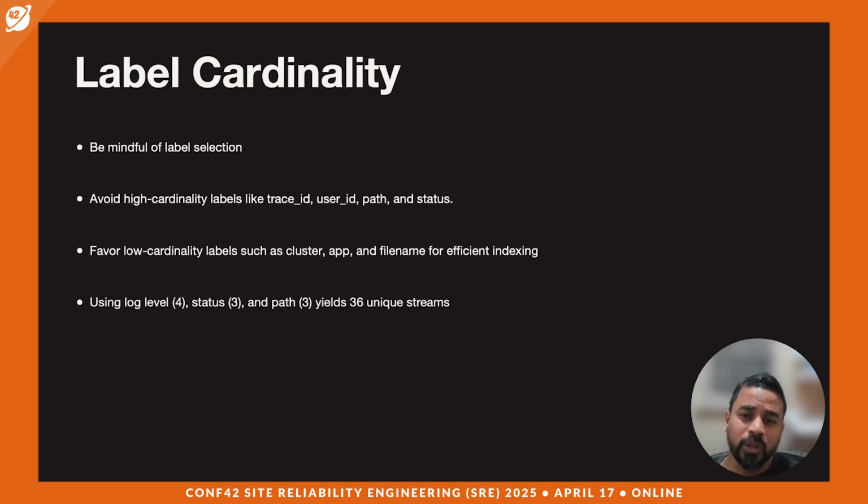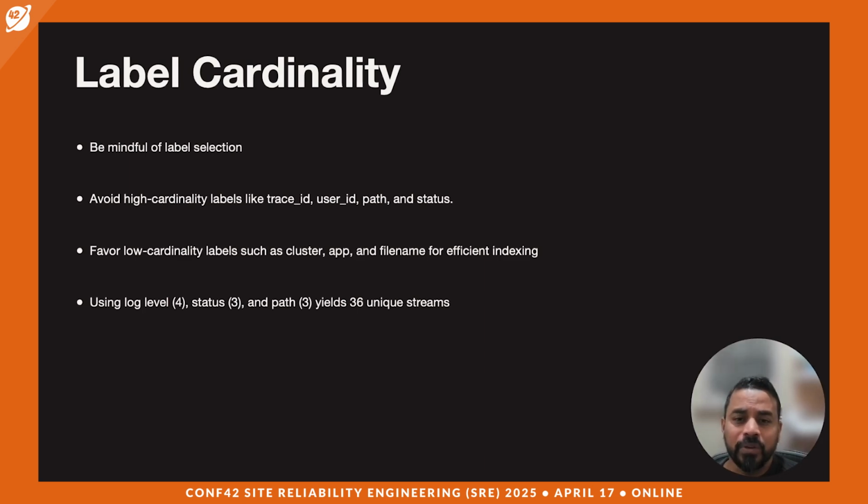When working with Loki, label selection is critical. High cardinality labels like trace ID, user ID, or dynamic path values can explode the number of unique log streams, hurting performance and increasing cost. Instead, we should favor low cardinality labels like cluster, app, or file name to keep things efficient.